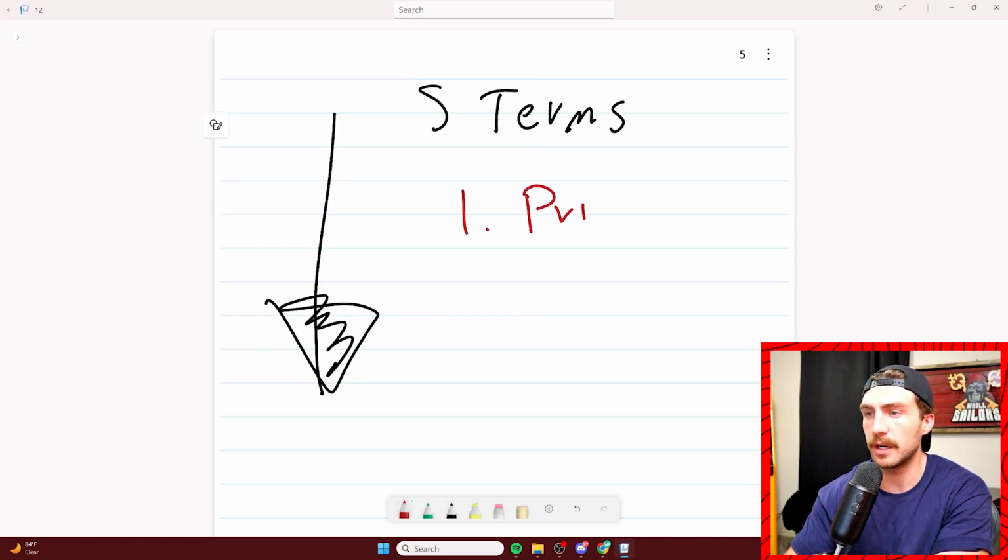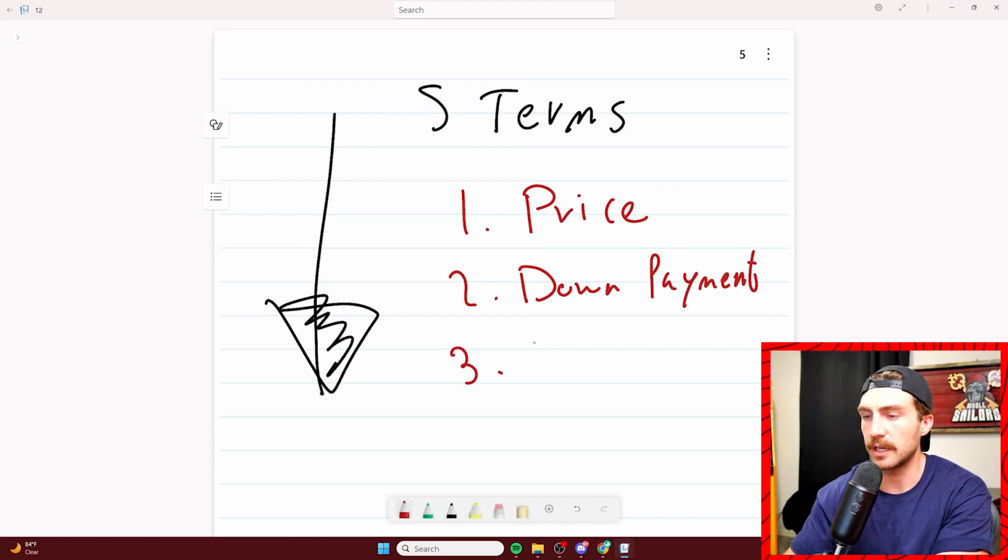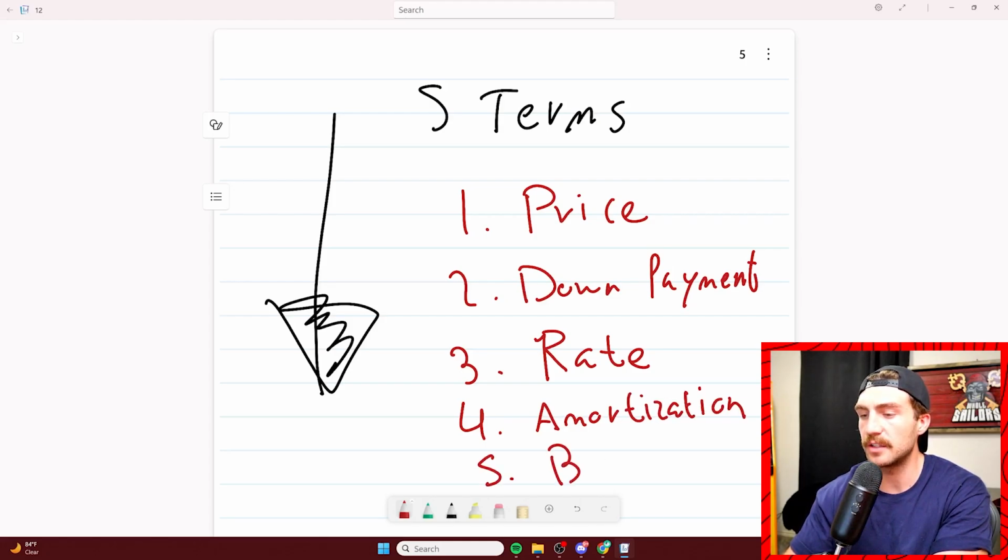1, to figure out the price. 2, to figure out the down payment. 3, we got to figure out the rate, the interest rate. 4, we have to figure out the amortization, the length of the loan. And then 5, guys, we need to figure out if we're going to do a balloon or not. And here's a little tip. Don't do a balloon. Balloons are for clowns. And I am not a clown, and Pace Morby is not a clown.